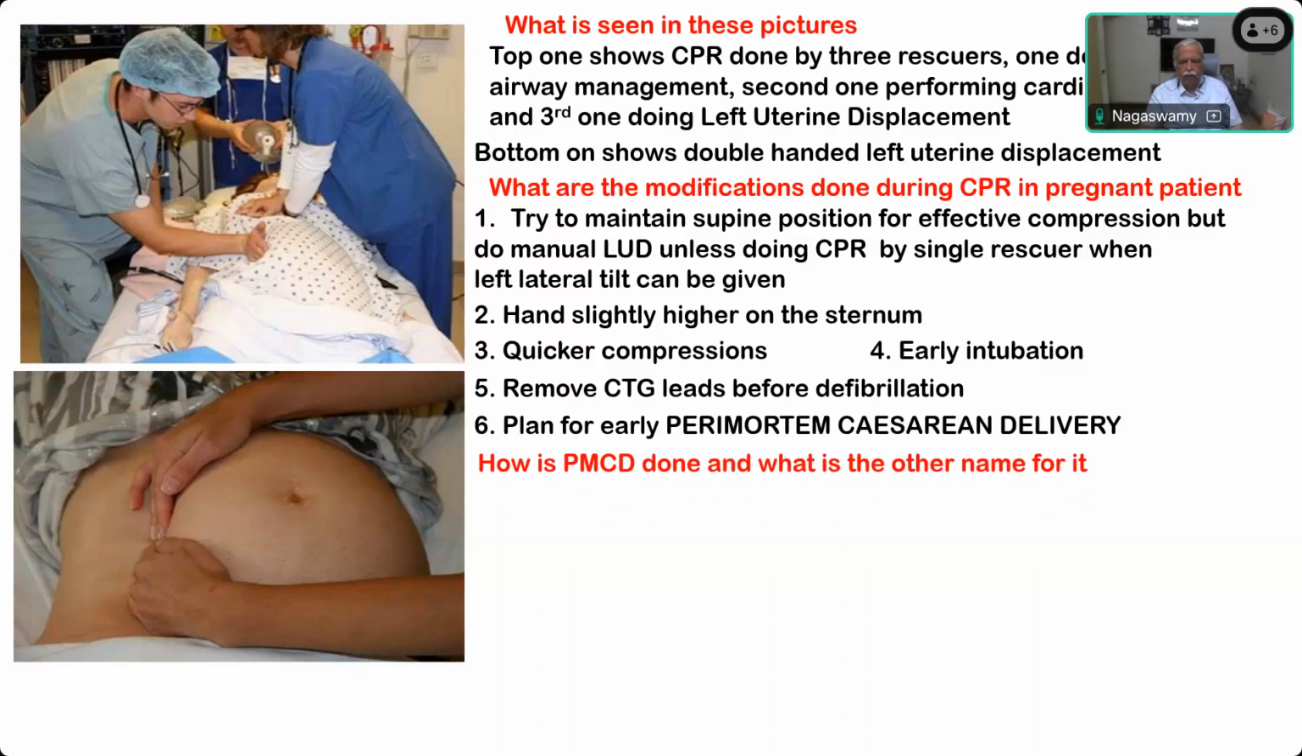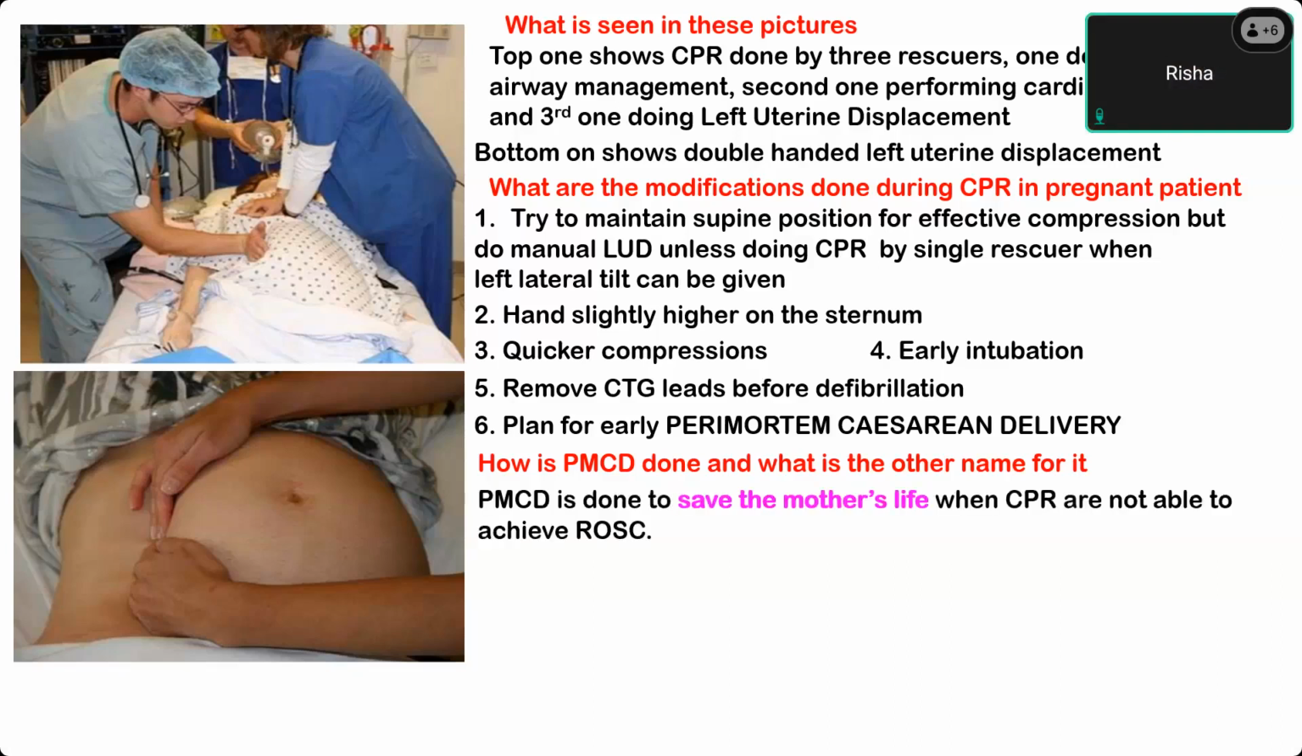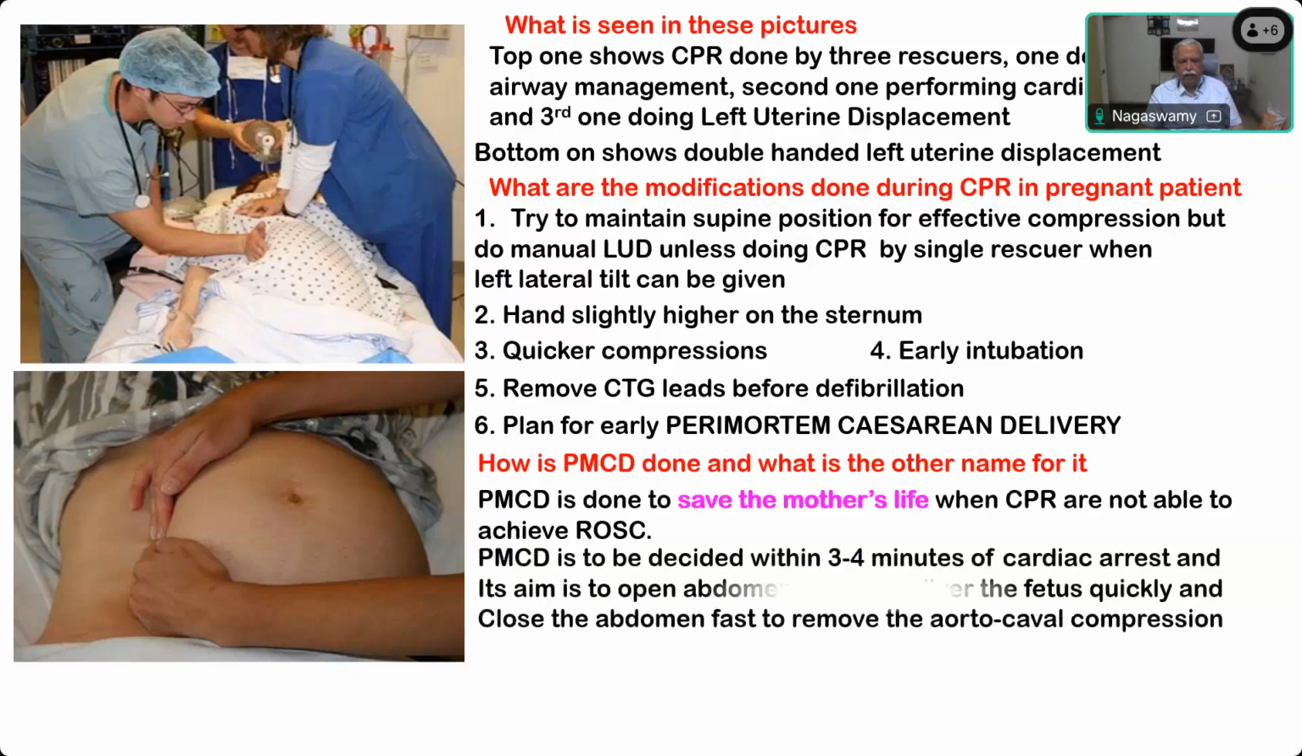What is the other name for that? It is done within 5 minutes, to save the mother's life when CPR is not able to achieve return of spontaneous circulation. It is decided within 3 to 4 minutes of cardiac arrest. Its aim is to open the abdomen rapidly, deliver the fetus quickly, and close the abdomen fast to remove aortocaval compression. That is the main idea of that.